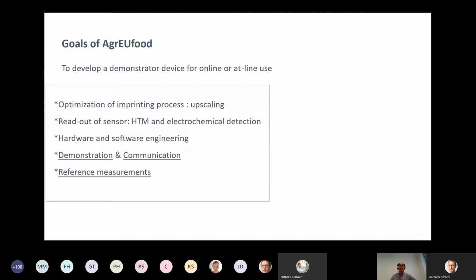The goals of the agro-food project are to develop a demonstrator device for online and at-line use. So we will optimize the imprinting process, and we will try to upscale it. We will also try other readout methods for the sensor. Besides the heat transfer method, we also try electrochemical detection. We will engineer hardware and software, and ILVO will be responsible for demonstration and communication, especially to Flemish companies. ILVO will also be responsible for reference measurements, which means that the biosensor will be compared with the bacteriology.